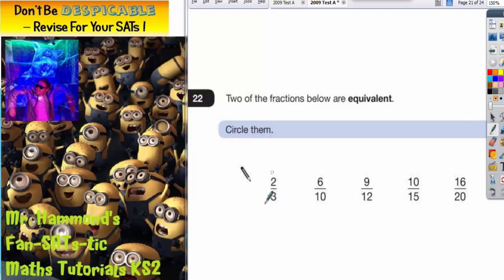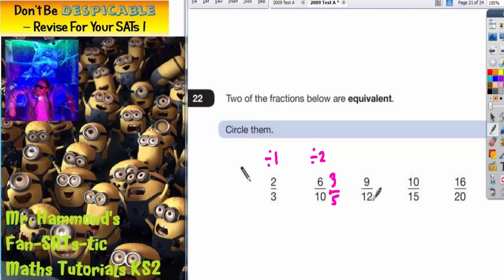So, can 2/3 be simplified? Well, the only thing we can divide both 2 and 3 by would be 1. And if you divide them both by 1, you're going to still end up with 2/3. So that's not going to help. With 6/10, they're both even numbers, so you can divide them both by 2. What happens if we do that? 6 divided by 2 is 3, and 10 divided by 2 is 5.